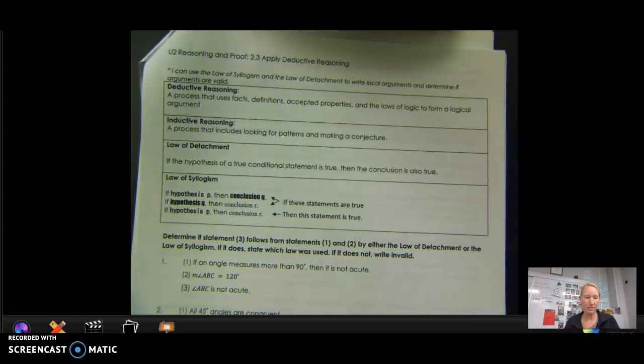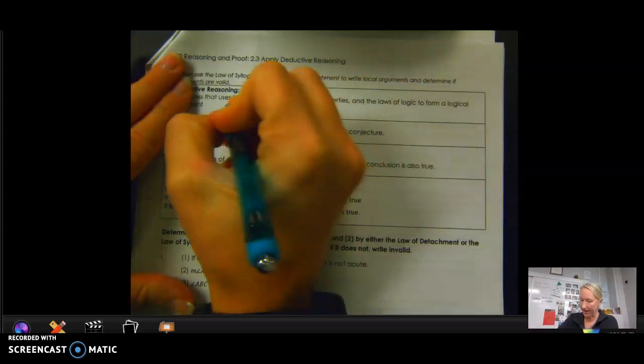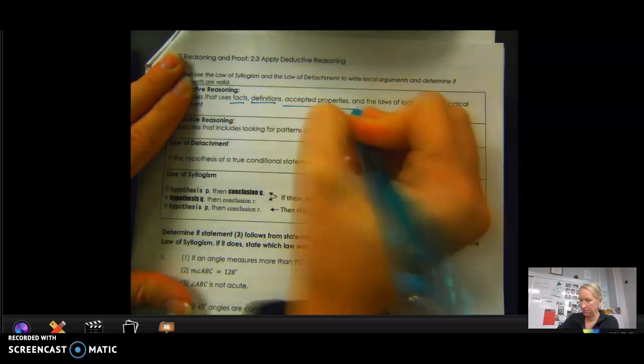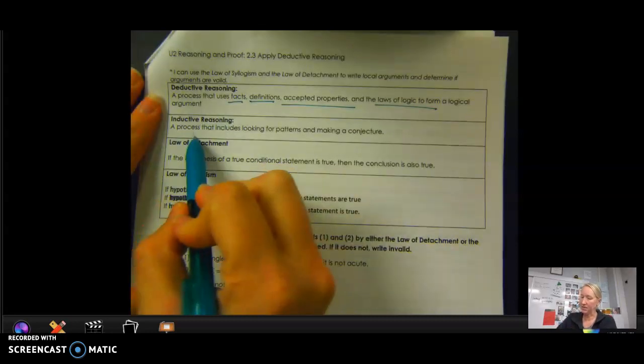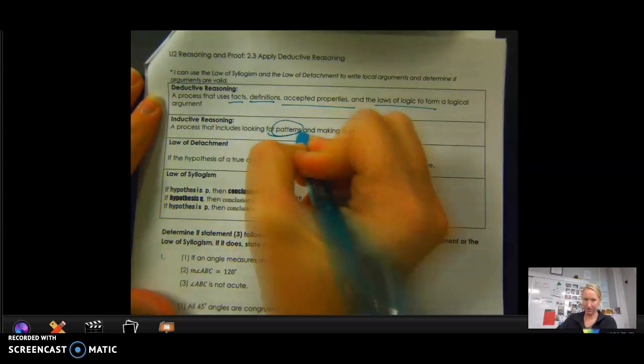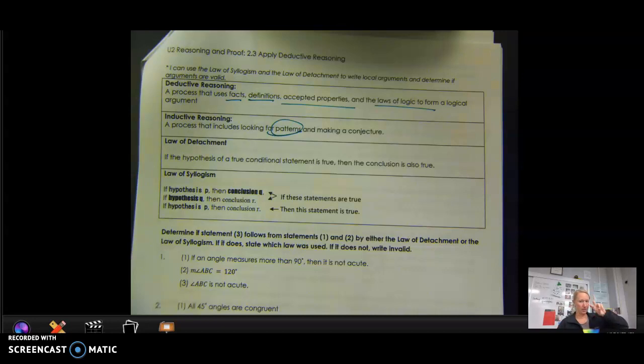This is deductive reasoning. In 2.1 we talked about inductive reasoning. Inductive uses patterns. Deductive is a little bit different because it's going to use facts, definitions, accepted properties, and laws of logic. So inductive is a process that's looking for patterns, and deductive is like facts and definitions, okay? We have two laws that we're going to talk about.